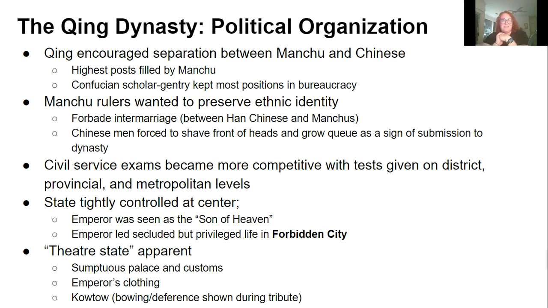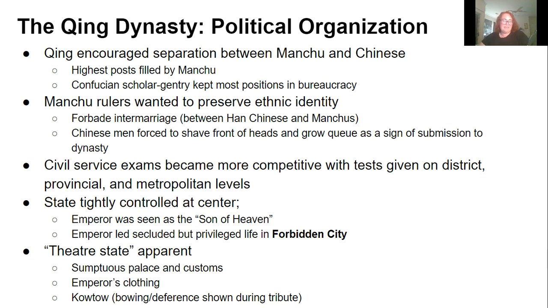Chinese men were forced to shave the front of their heads and grow a queue as a sign of submission to the dynasty, and I'll show you a picture of what this looks like in just a second. Civil service exams became more competitive, with tests given on district, provincial, and metropolitan levels. So that's like federal government, state government, and then like city or county governments.